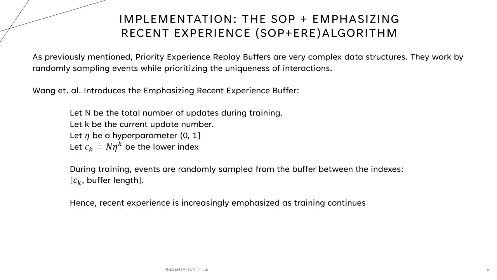The second thing it introduces is the emphasizing recent experience buffer. This is a significant change from the previously mentioned prioritized experience replay buffer in that it's a lot simpler than its precursor, and it also works on a different concept. Basically, instead of looking at the uniqueness of interactions, it slowly samples more and more recent interactions throughout training, and this is proven to achieve state-of-the-art results.